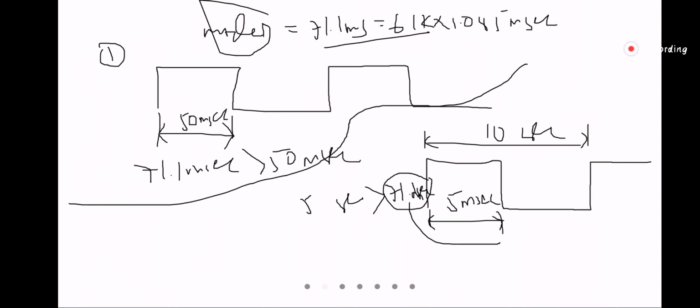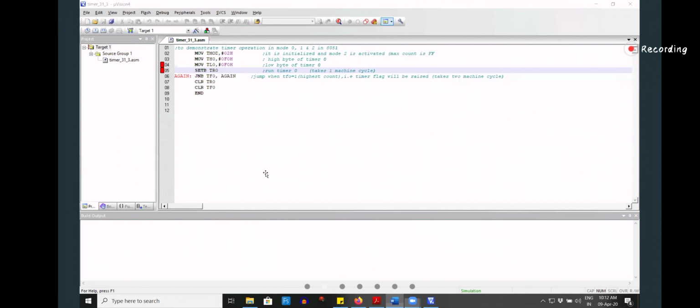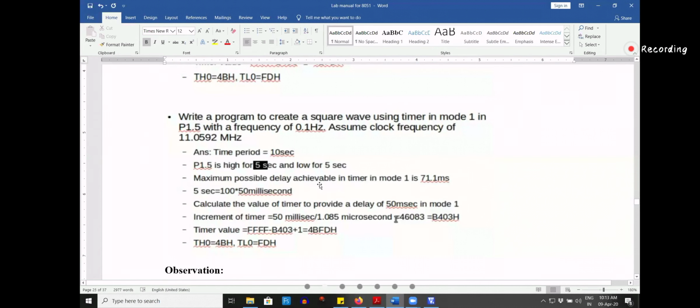Coming back to the question. The maximum possible achievable delay is 71.1 millisecond, but 5 second is far greater than 71.1 millisecond. So how will you do it? You will divide this 5 second in such a way that each part is less than 71.1 millisecond. 100 into 50. So you will divide this 5 second into 100 small parts. Each part will have 50 millisecond, which is less than 71.1 millisecond.